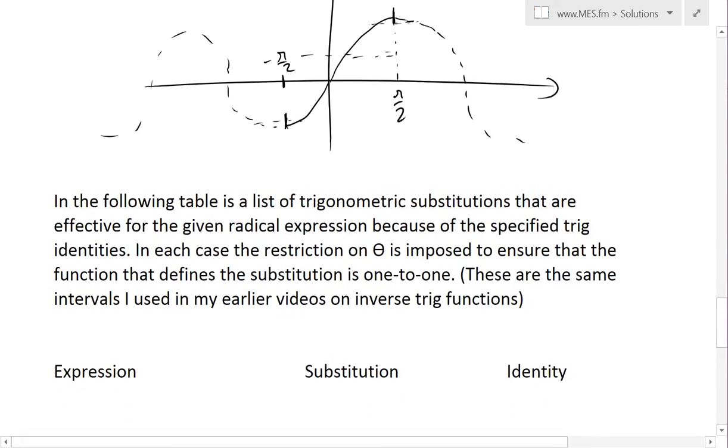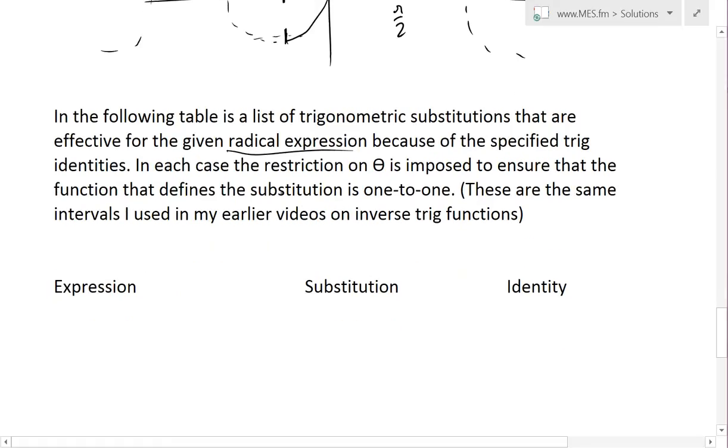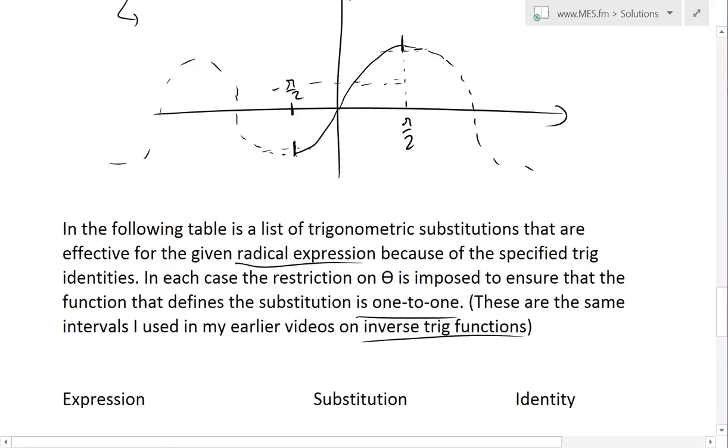And now the following table is a list of trigonometric substitutions that are effective for the given radical expression. A radical just has the square roots, etc., or powers, because of the specified trig identities, and I'll go over those soon. In each case, the restriction on theta is imposed to ensure that the function that defines the substitution is one-to-one. I'll go over that too. These are the same intervals I used in my earlier videos on inverse trig functions. Basically when you're dealing with inverse trig, you have to make sure it's one-to-one.